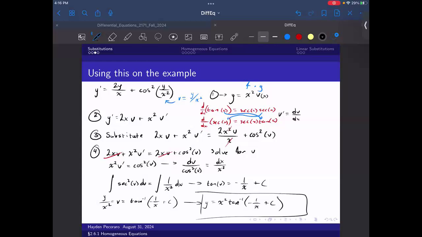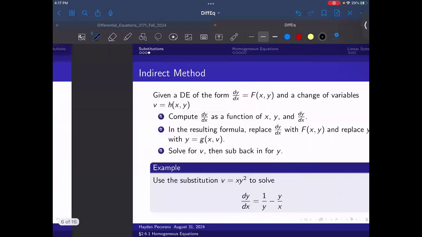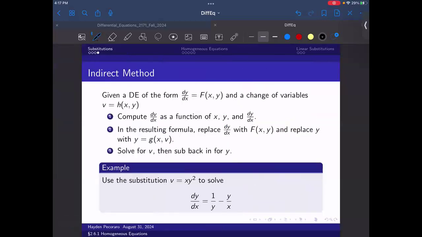Okay. Questions about this example? Method fairly straightforward. So there's also an indirect method. And in this case, we are not going to compute derivatives of y, we'll compute derivatives of v. We want dv dx as a function of x, y, and dy dx. And the reason for these two different methods is that sometimes the form of the substitution that you use is easier to compute derivatives of one way versus the other way.